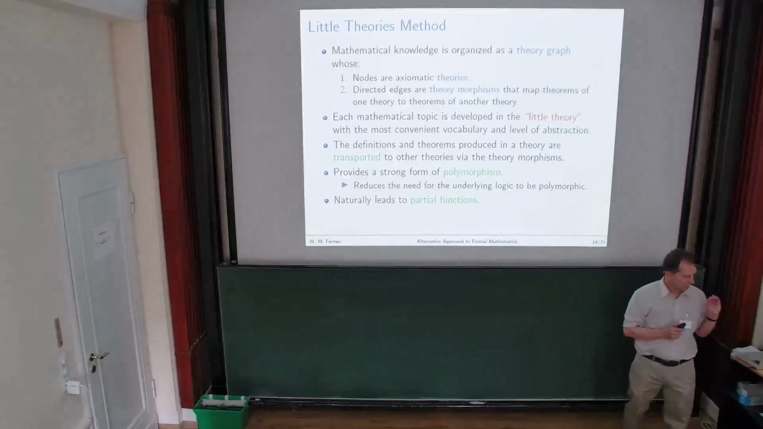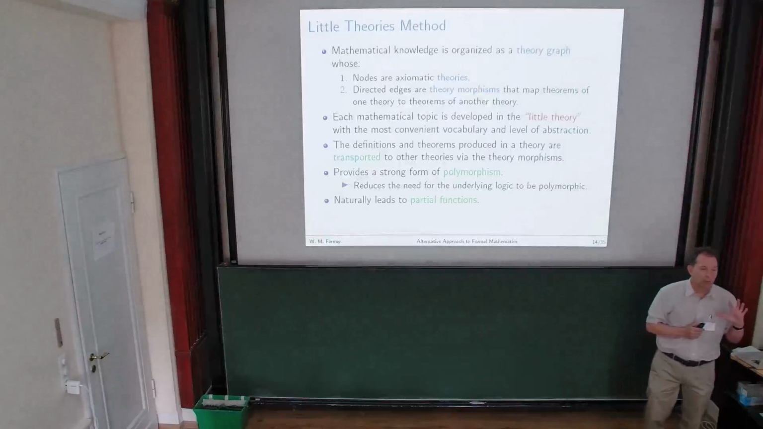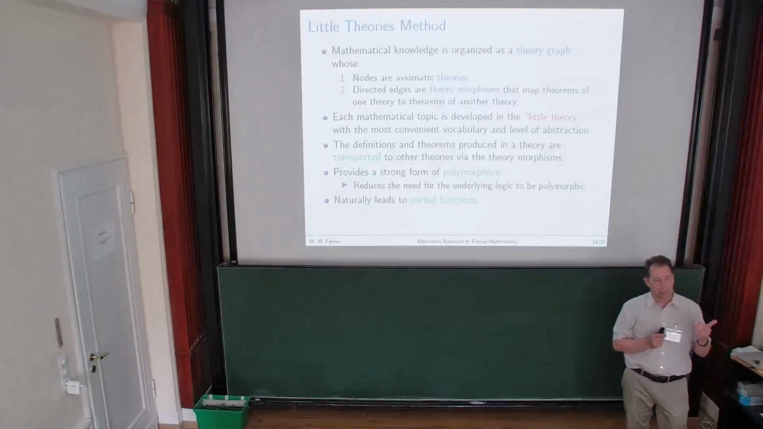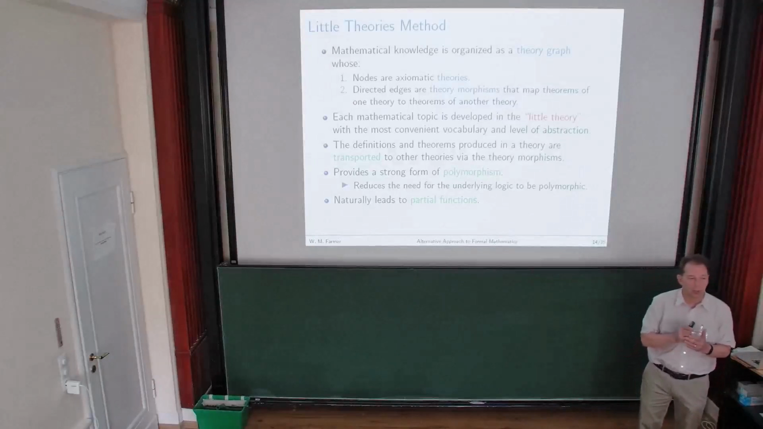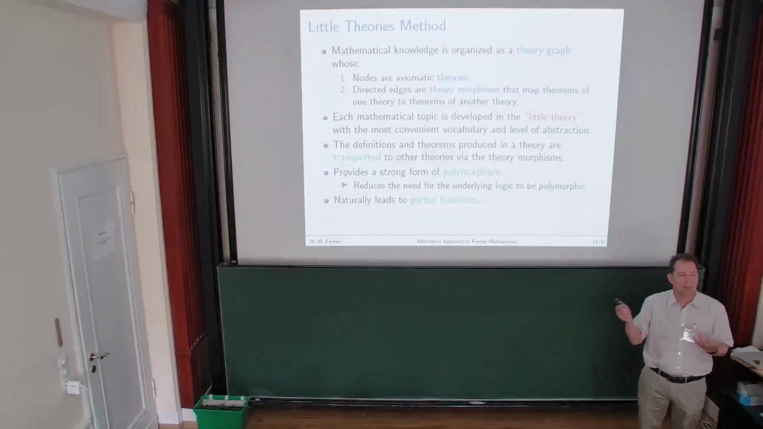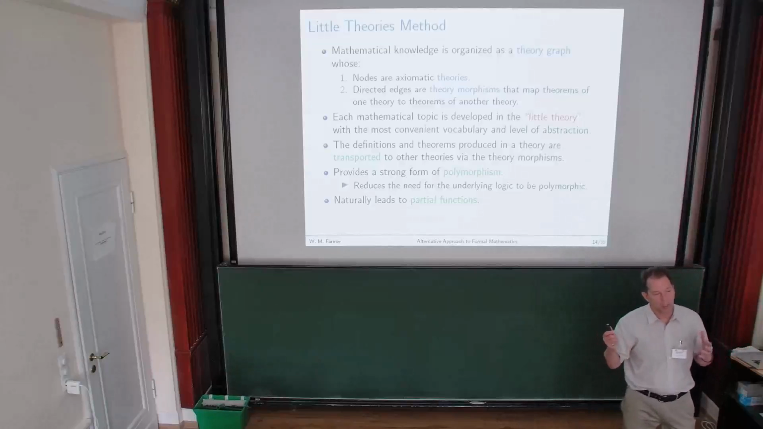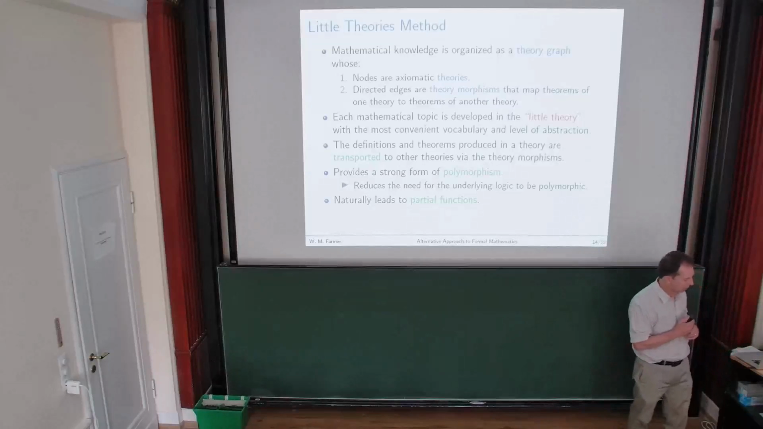So this has, like I said, a strong formal polymorphism, and one of the benefits, which I will have tried to exploit, is now your logic doesn't have to be polymorphic. If you're doing things with the little theories method, the logic isn't polymorphic, but you have polymorphism.